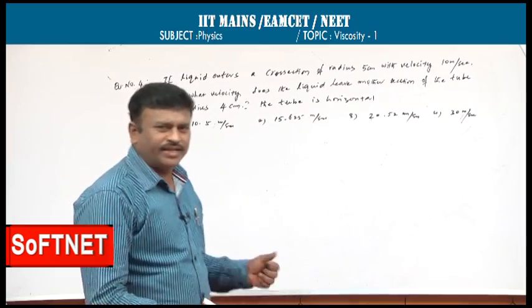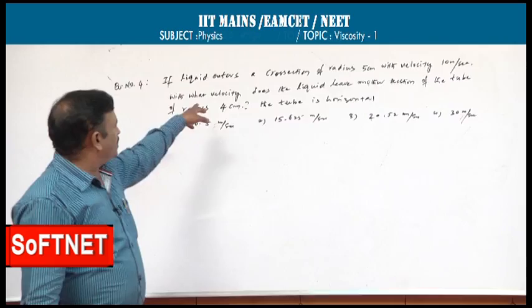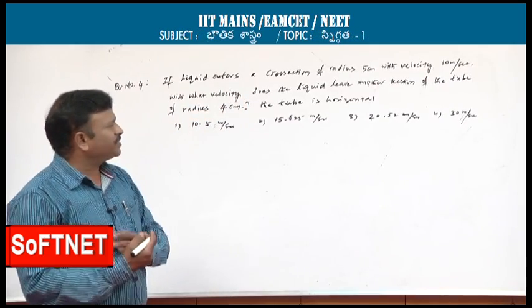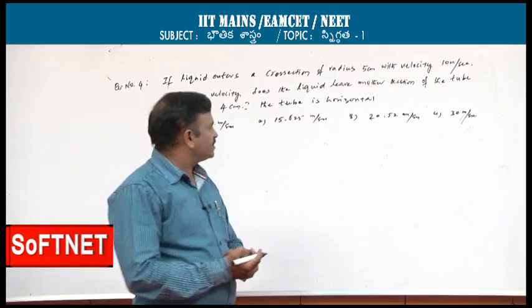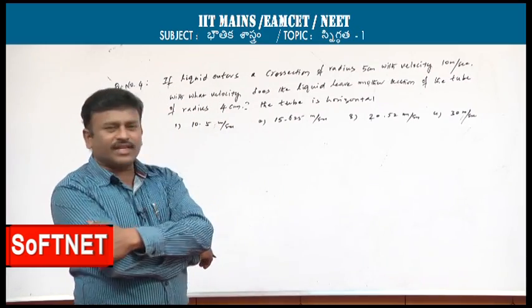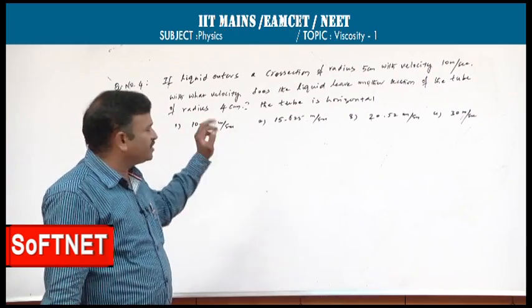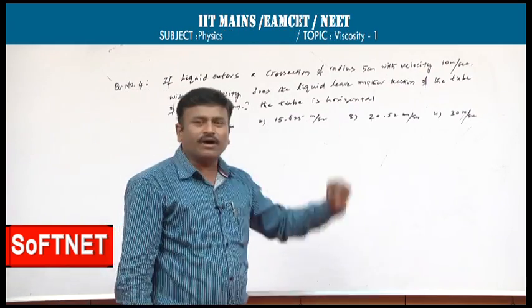Okay, here is one more question, question number 4. If a liquid enters a cross section of radius 5 centimeters with a velocity of 10 meter per second, with what velocity does the liquid leave another cross section of the tube of radius 4 centimeters? The tube is horizontal.